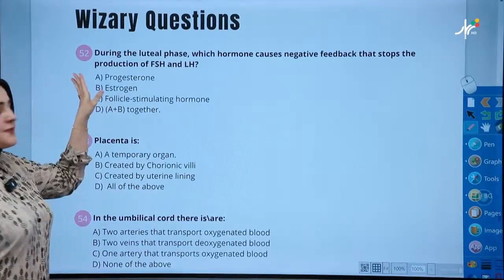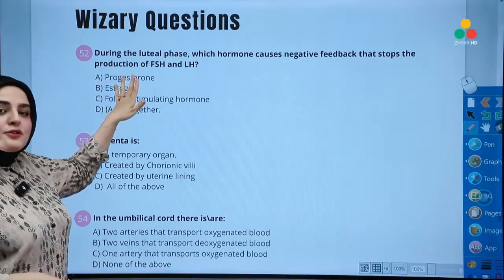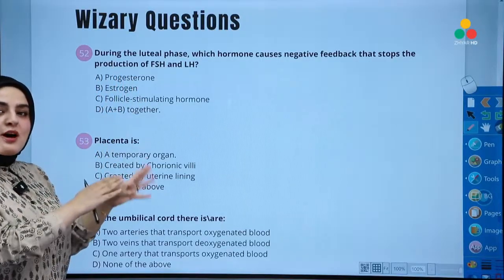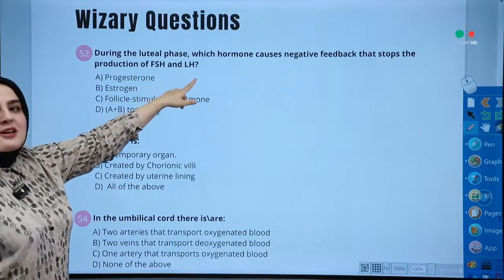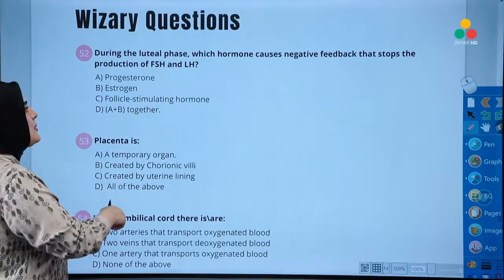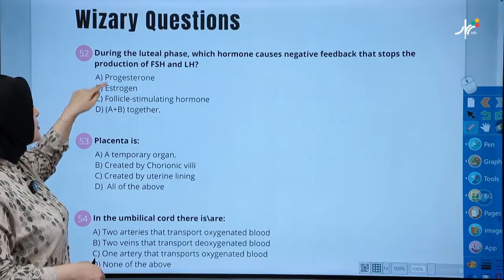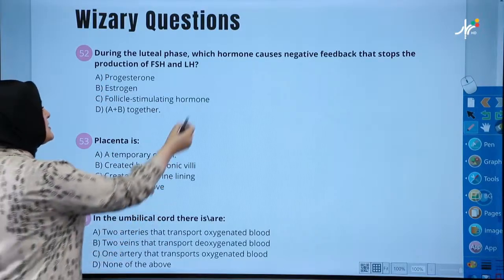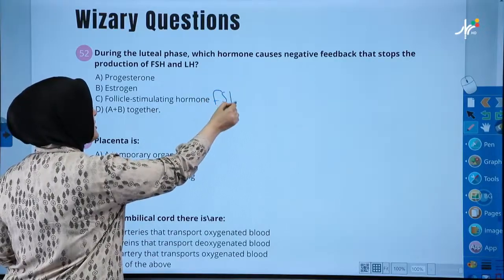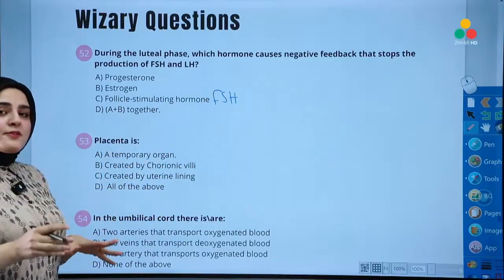So for question 52, it's related back to question 50. We're now going to know who stopped the production of FSH and LH here. Since we are going to blame it on somebody, we know that the 2 hormones remaining in the luteal phase were progesterone and estrogen, so it has nothing to do with FSH. It's not going to stop itself. Are they doing it together or one of them?